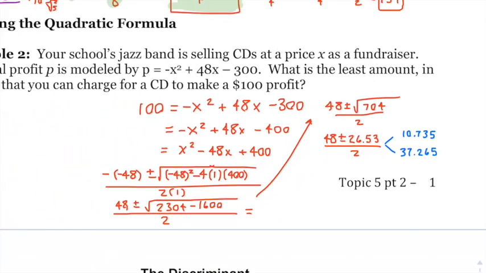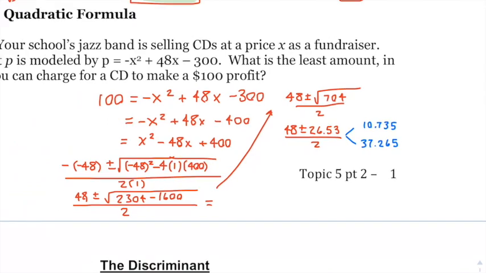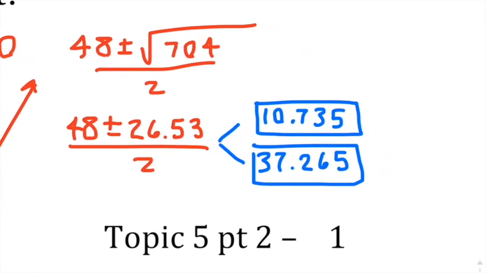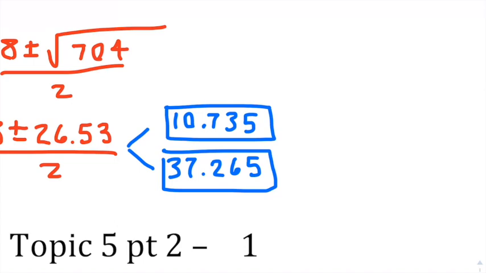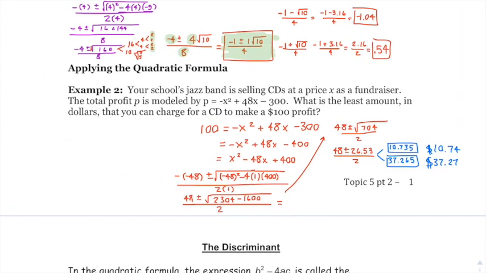Okay, and then I guess those are your two different prices that you can charge to make the profit right there. So you will make $100 profit if you charge either of those prices. And obviously, since it's a price, it's probably good if you switch that to $10.74, or you can do $37 and 26 or 27 cents right there. I think the answer, X, was the price there.